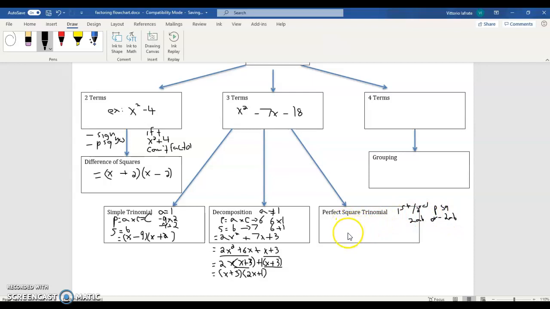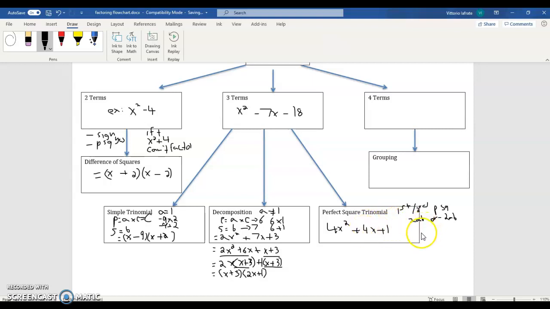So let's say, for example, I had 4x squared plus 4x plus 1. You might have said this is a trinomial with a is not equal to 1, so you have to use decomposition. You could have tried that, but it's always nice to check to see if you have a perfect square trinomial first. The first term is a perfect square. If you do the square root, you get 2x. The last term is also a perfect square. If you do the square root, you get 1.